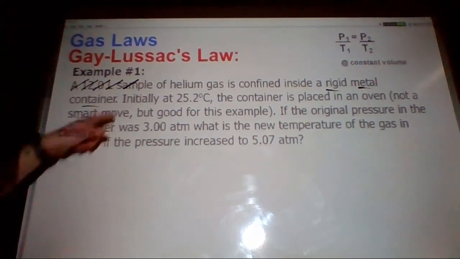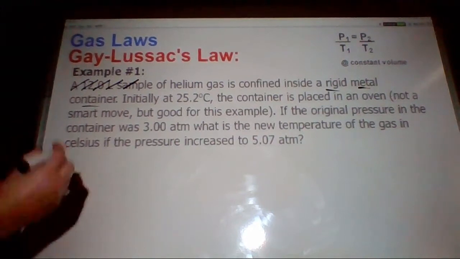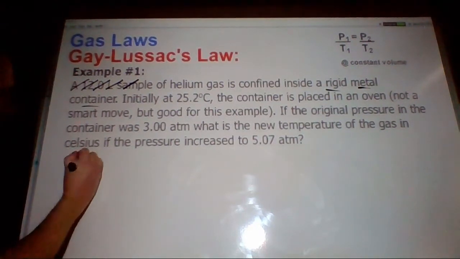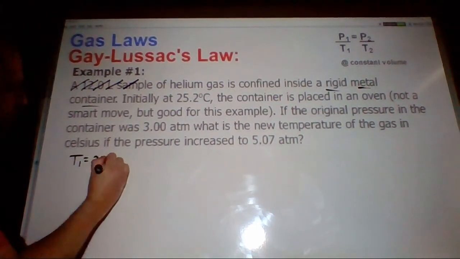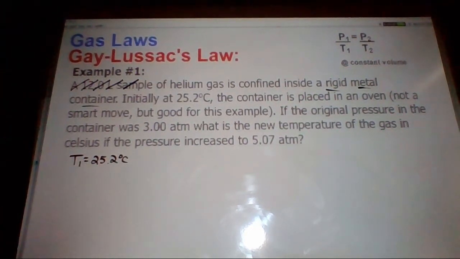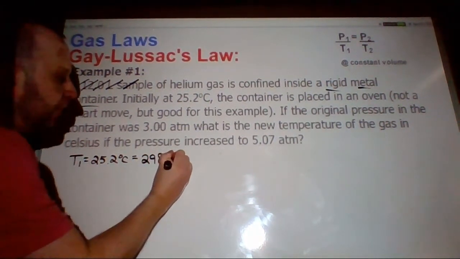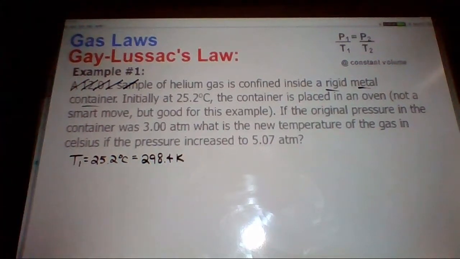Let's continue reading. Initially at 25.2 degrees Celsius. So temperature 1 equals 25.2 degrees Celsius. I of course have to change that to Kelvin. I have 1 decimal place allowance, so this becomes 298.4 Kelvin. The container is placed in an oven. Not a smart move, but good for this example. I just added that in.